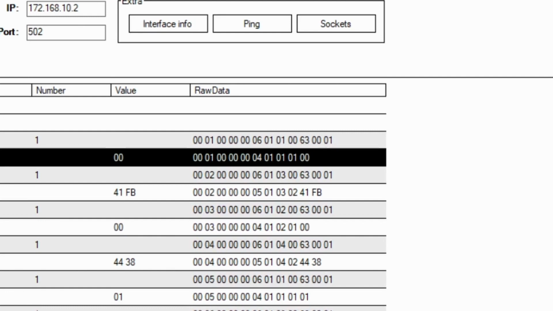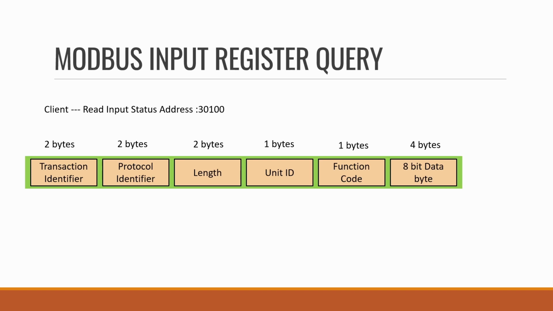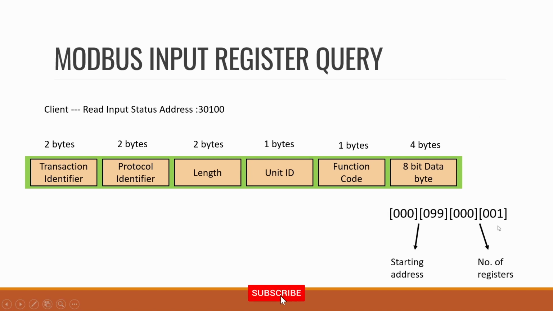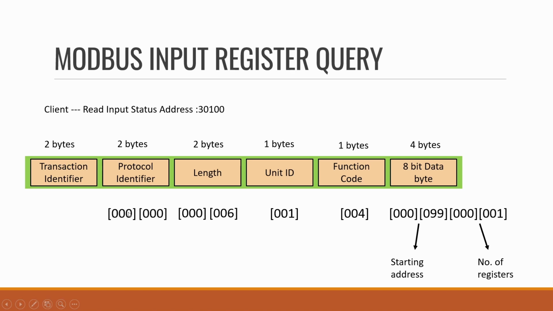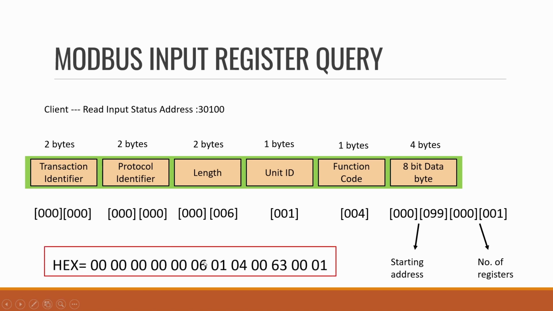Next we will see the query and response cycle for the input register. Now we will discuss the Modbus input register query. Say your client wants to read the input status of 30100. So this is your APDU. Starting from the right side, you have these 4 bytes. These last 2 bytes represent the number of registers. These 2 bytes represent the starting address. You have the function code. Function code is 4 for the input register, and this is your unit ID. This is the length of the remaining frame. Protocol identifier is 0, transaction identifier is 0, and this is the hexadecimal equivalent of the APDU frame.